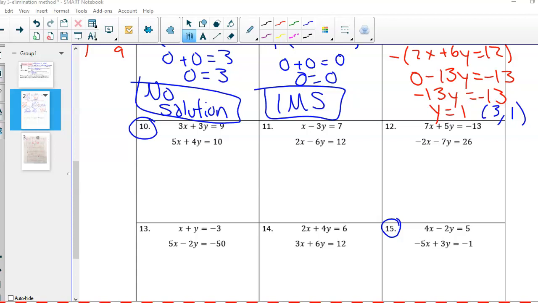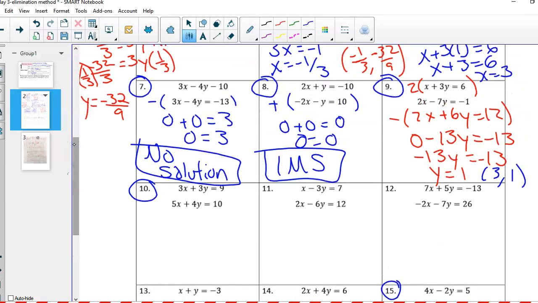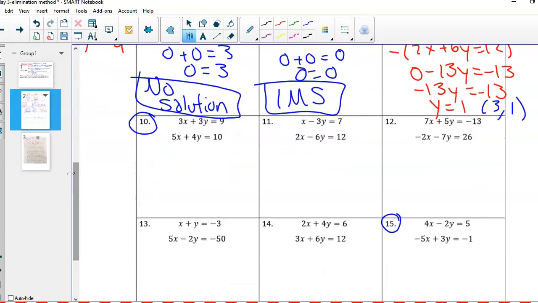Alright, for number 10, do we have a variable with the same coefficient? No. Do we want to solve for x or for y? X. Okay. In this case, we don't have just one variable with a single digit. We have two different coefficients. That means we need to multiply both equations by different numbers that are common multiples. We can multiply 3 by 5 and 5 by 3. You multiply your top by 5 and your bottom by 3.